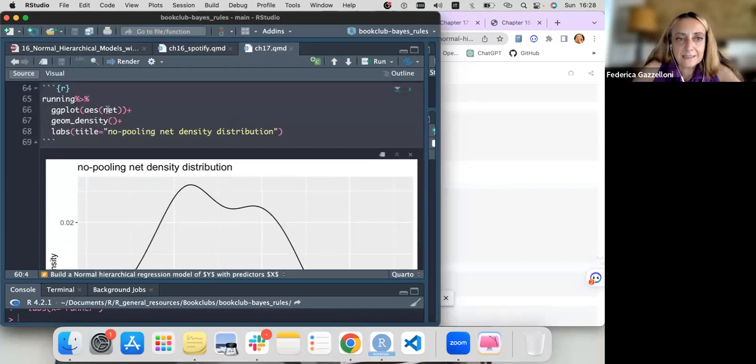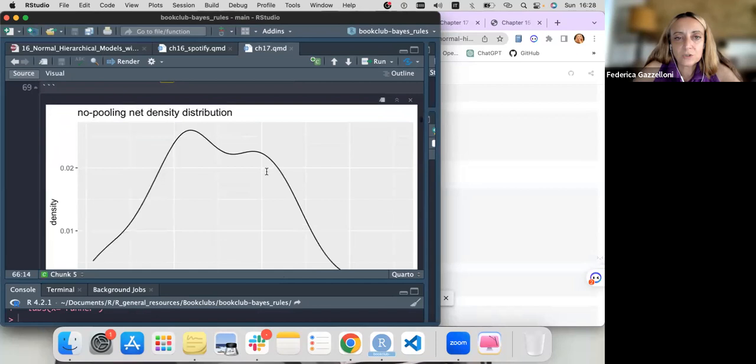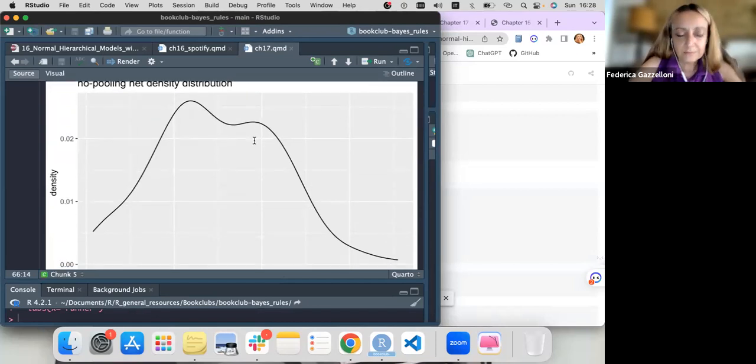We have a look at the density of just the running time, and we see that we have a sort of bimodal shape. How do you call it? It's a sort of normal bimodal. What would you say?